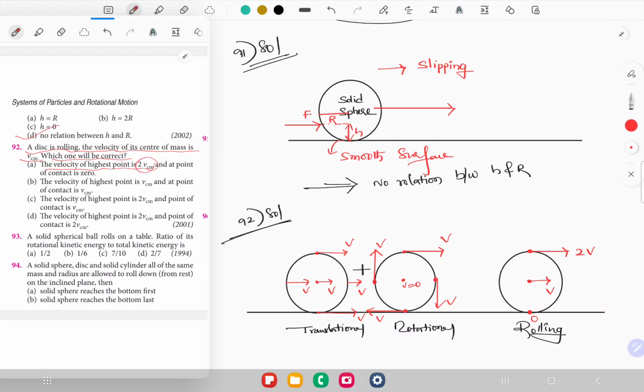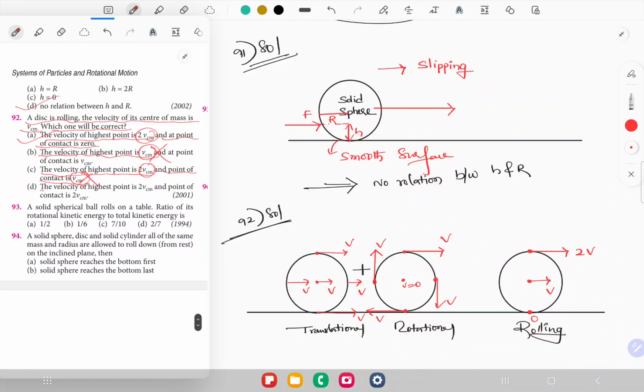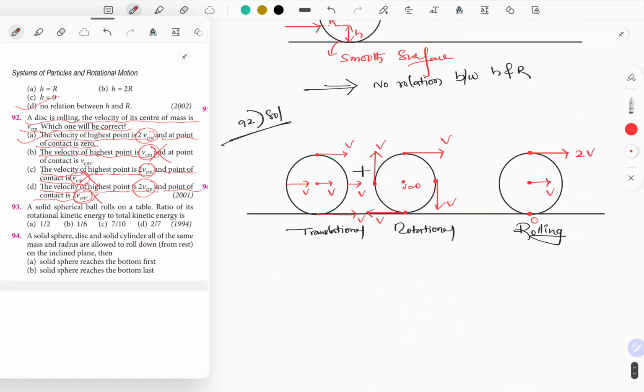Velocity at the highest point is 2 vcm, correct. At the point of contact is 0. Option A itself is correct. Let's check another option. The velocity at the highest point is vcm. No, it is not, because the answer is 2 vcm. Next, velocity at the highest point is 2 vcm, and the point of contact is vcm. No, the point of contact is at rest in a rolling motion. Velocity of the highest point is 2 vcm, correct, but the velocity at the point of contact is 2 vcm. No, it is not, because the point of contact on the ground has 0 velocity in rolling motion. Okay, next question number 93.